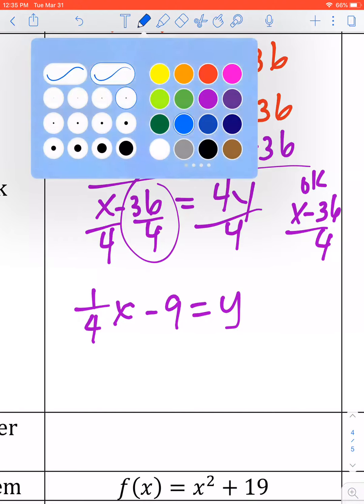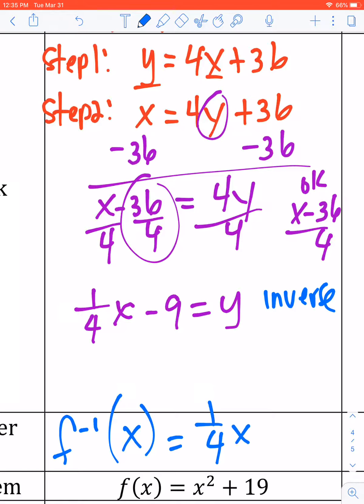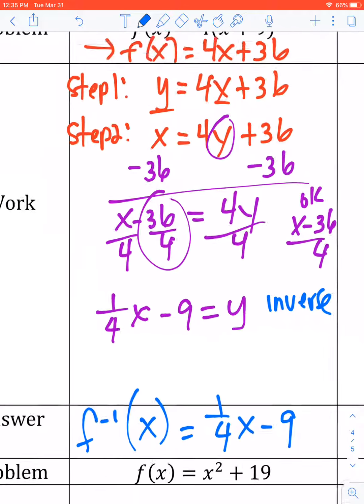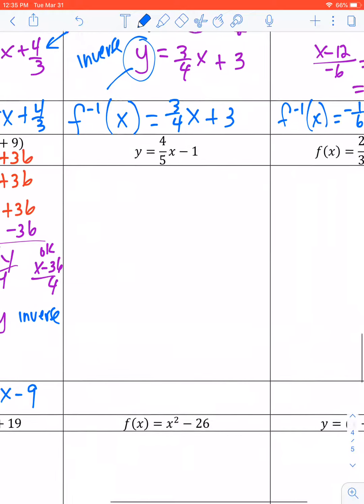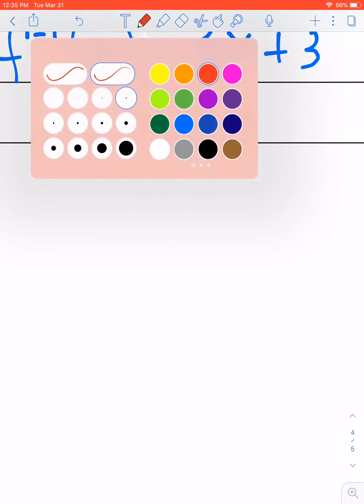And since this is the inverse function, I'm going to write my final answer as the inverse of x is equal to 1/4 x minus 9. Don't let the fact that there's a fraction in here give you the heebie-jeebies. All right, here we go.